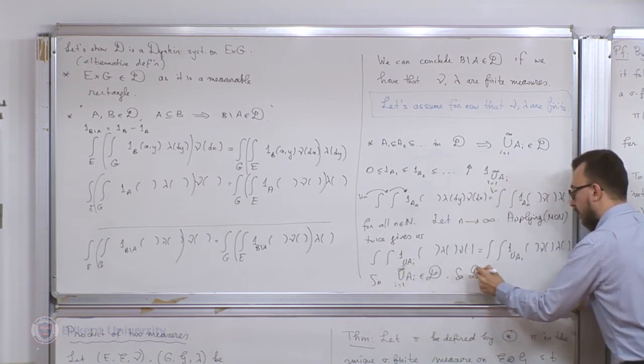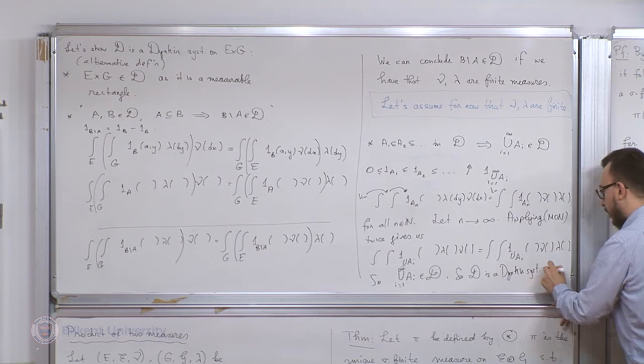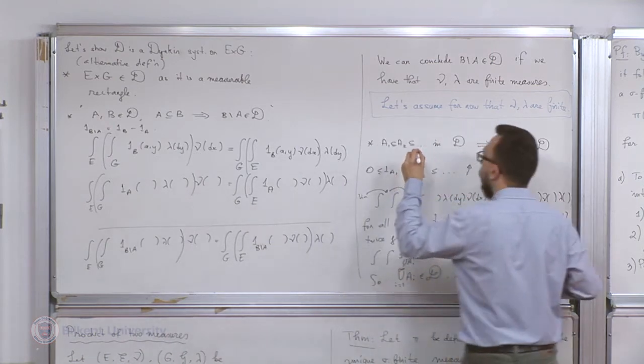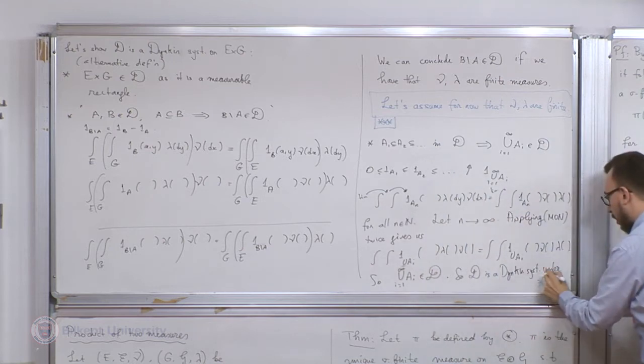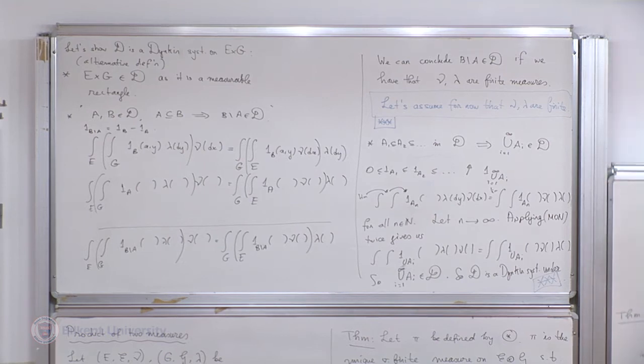So D is a Dynkin system under this assumption. We no longer need this theorem, so let me erase this part. Okay.